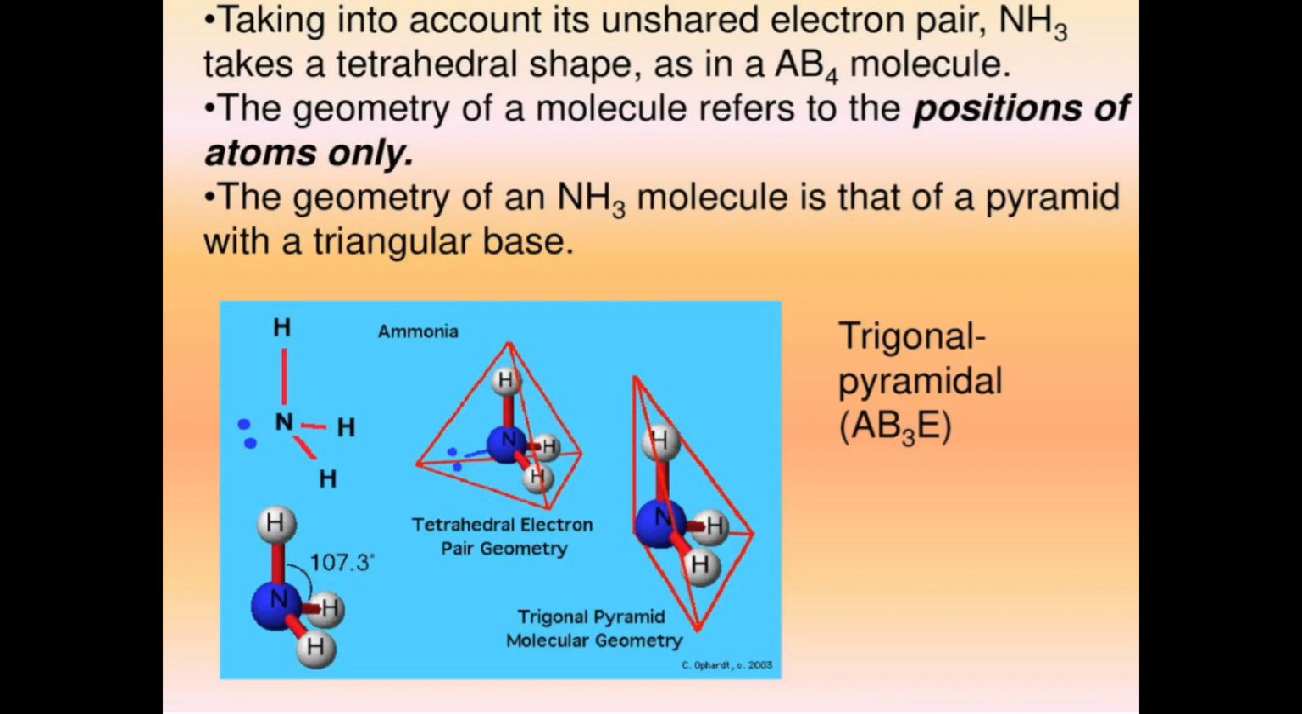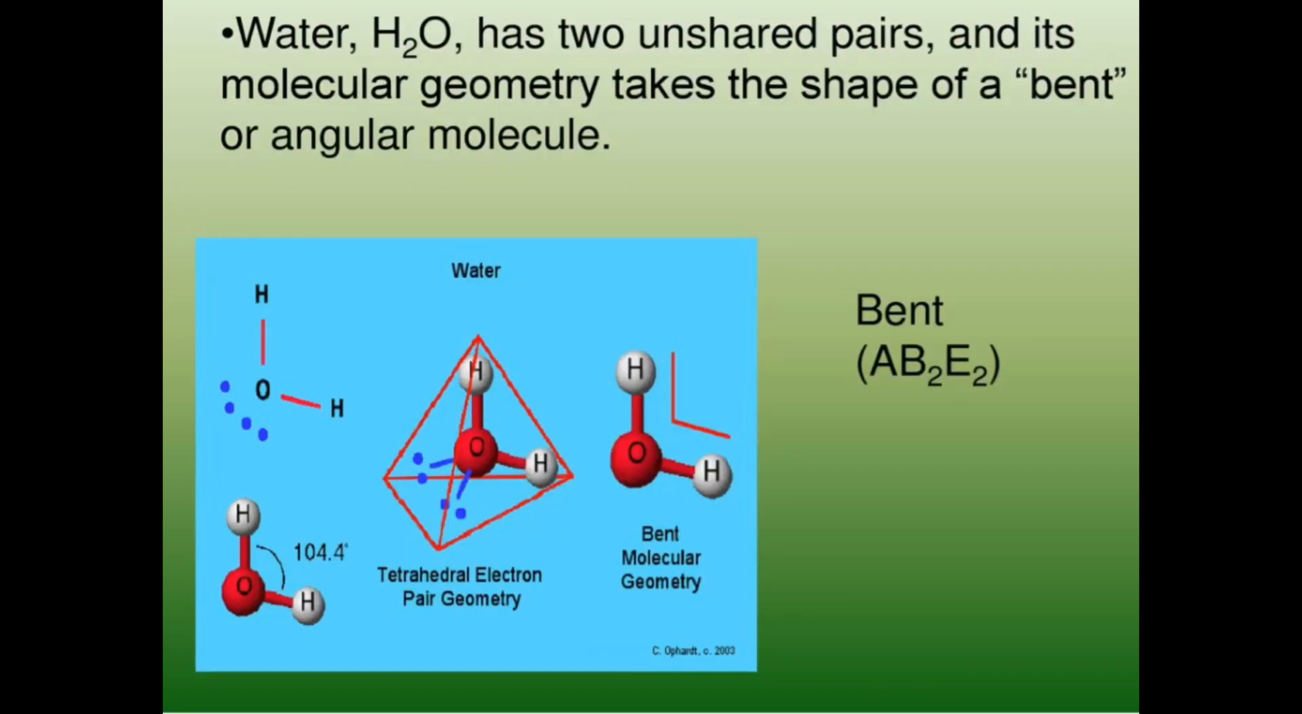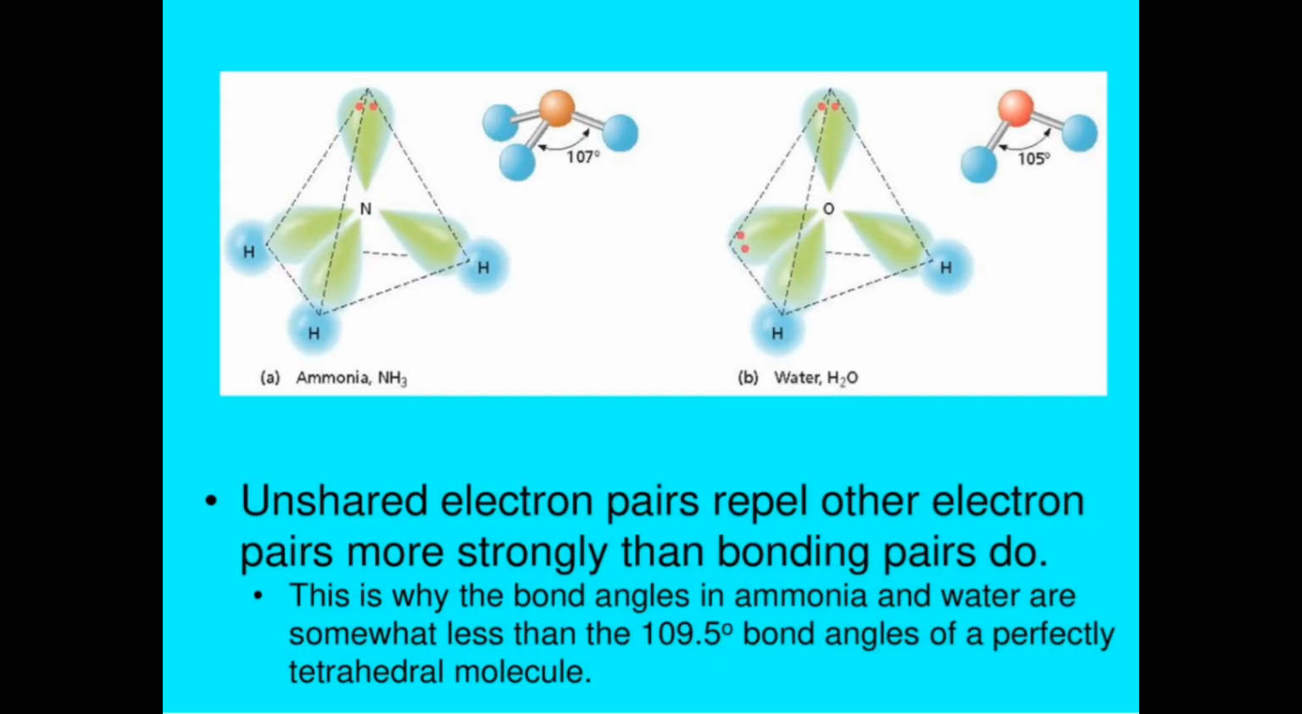If you take into account that NH3 takes a tetrahedral shape, as in an AB4 molecule. The geometry of a molecule refers to the positions of the atoms in the molecule. We have established that. So the geometry of an NH3 molecule is that of a pyramid with a triangular base. Just to reiterate what you have said. Then for water, you have a bent shape.